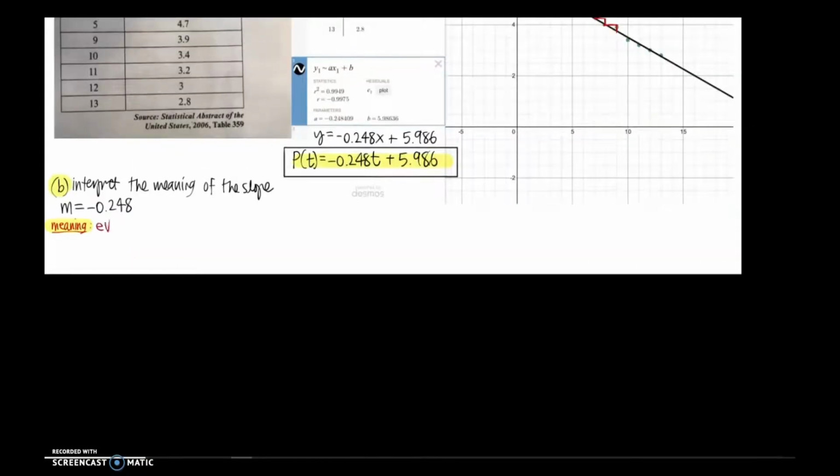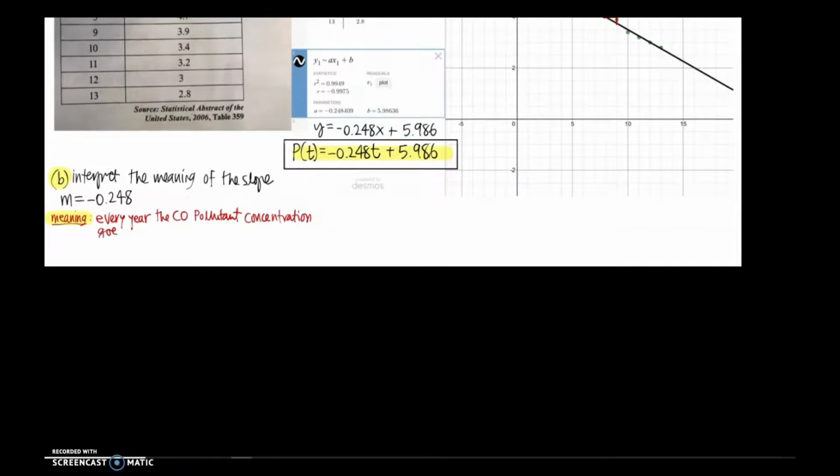So every year, the carbon monoxide pollutant concentration goes down by 0.248 parts per million.